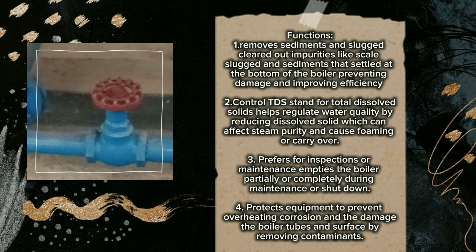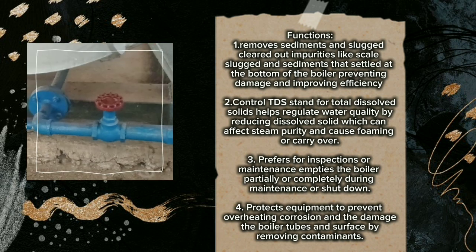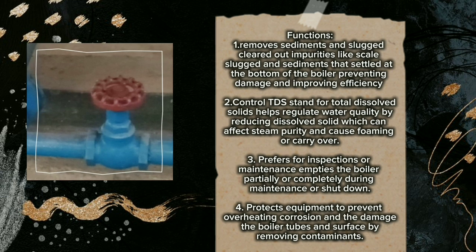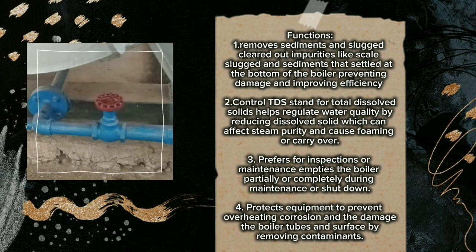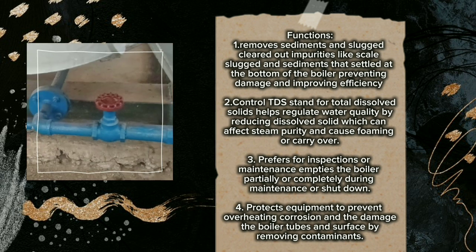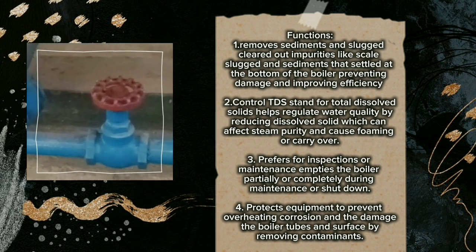Number 3, prepares for inspection or maintenance. Empties the boiler partially or completely during maintenance or shutdown. Number 4, protects equipment, prevents overheating, corrosion, and damage to the boiler tubes and surfaces by removing contaminants.